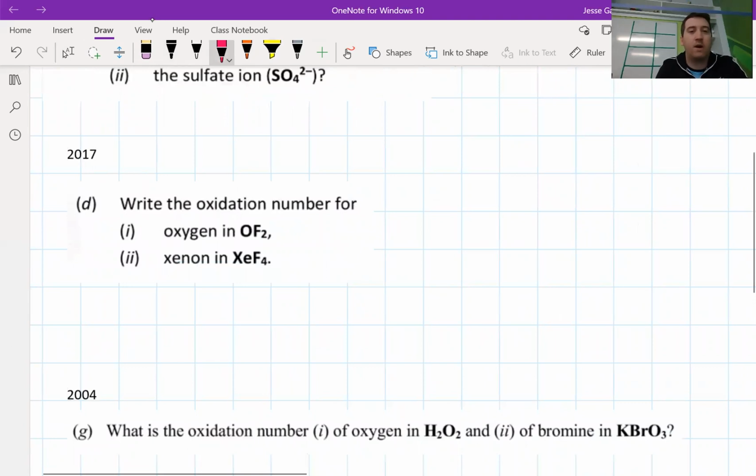Again, it was question 4, part B, and it says, write the oxidation number for oxygen in OF2. So we're going to write that down here, OF2. Go ahead, pause the video and see can you work out the oxidation number of oxygen. All right, this is a tricky one. It's one of those ones where there's an exception to a general rule. We know oxygen is normally -2, but in this case, it's with a fluorine.